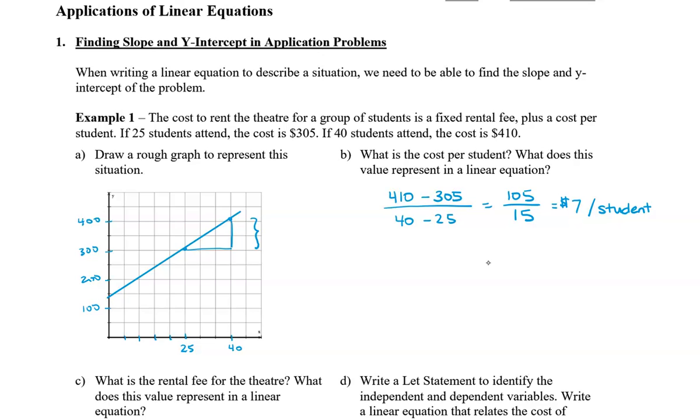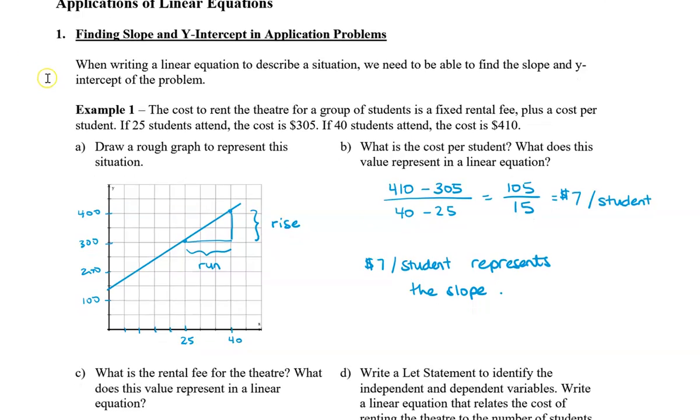Now, when we take a look at this value on the graph, notice that the 410 minus 305 actually represents our rise in the graph. And the 40 minus 25, that's down here, that difference is our run. So the $7 per student actually represents the slope of the graph, and the slope of a linear equation.